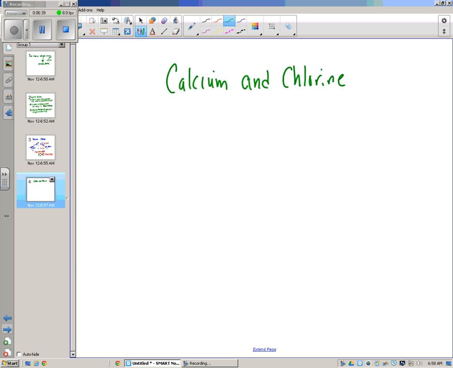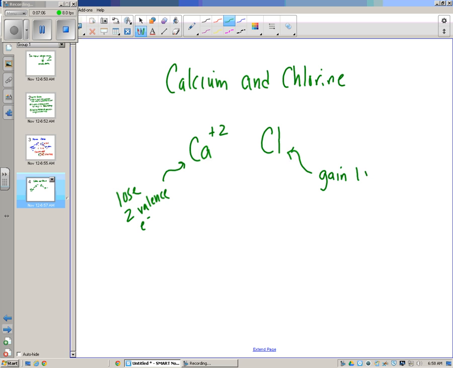Now, first we write the symbol for the metal cation, then we write the symbol for the nonmetal anion. We know that calcium is in group 2, so it wants to lose 2 valence electrons. When it loses 2 valence electrons, it has a charge of plus 2. Chlorine, again, is group 17. It has 7 valence electrons. It wants to gain 1 valence electron. When it gains 1 valence electron, it has a charge of minus 1.